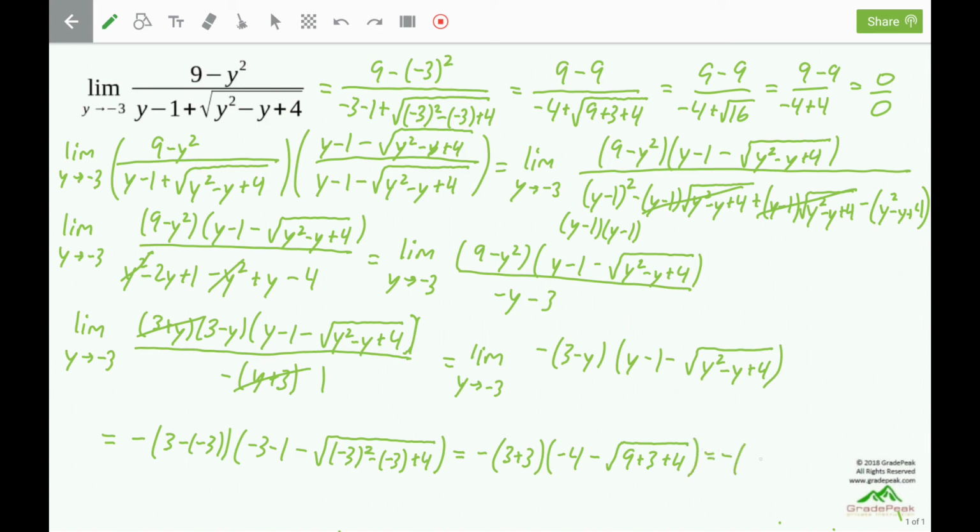So we have negative of 3 plus 3 is a 6, and then we have minus 4 minus the square root of 9 plus 3 is a 12 plus a 4 is a 16. So that gives us a negative 6 multiplying a negative 4 minus square root of 16 is a 4. So we have a negative 6 times a negative 8, and that gives us a positive 48.